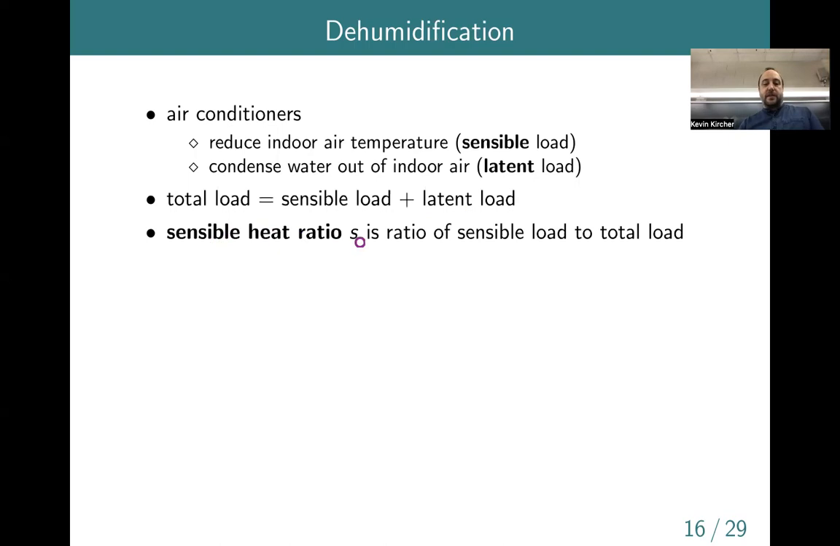And then the sensible heat ratio, which we denote S, is just the ratio of the sensible load to the total load here. So if S is equal to 1, that means you're not doing any dehumidification. If S is equal to 0, that means all you're doing is wringing moisture out of the air. You're not cooling it at all.